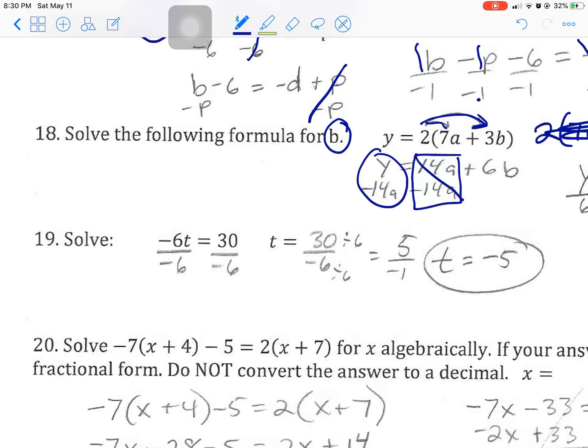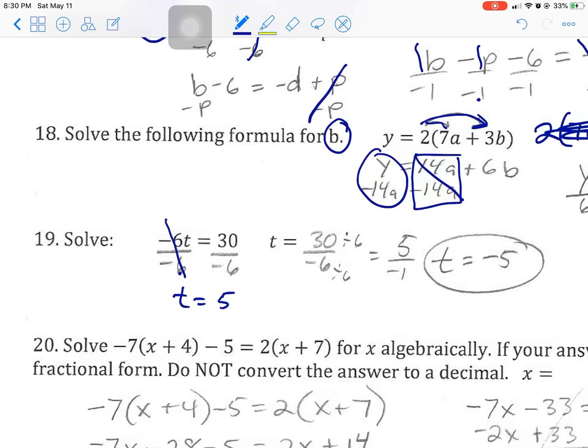This one looks pretty simple. I have a variable term on this side. I have a constant term on the other side. That means I want to divide by the same. I think that one's just checking to make sure you're going to divide by a negative number, because you want to get a positive t. A negative 6 divided by a negative 6 is a positive t. 30 divided by a negative 6 is a 5.